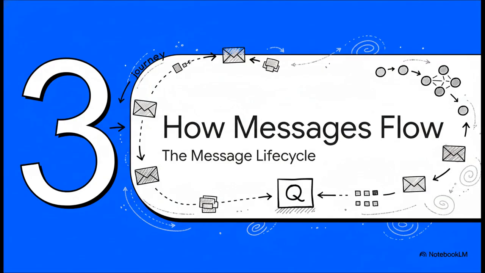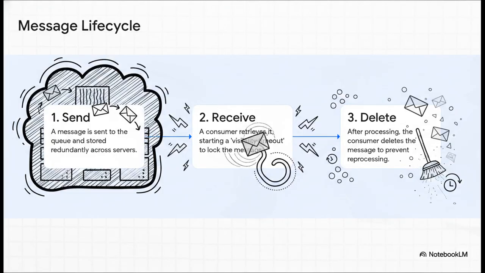Okay, so we get the what and the why, but how does this thing actually work under the hood? What's the real journey of a single message? Let's follow one from the very beginning to the very end. It's really like a three-step dance. First, a message gets sent to the queue and stored nice and safe. Second, a consumer receives it.